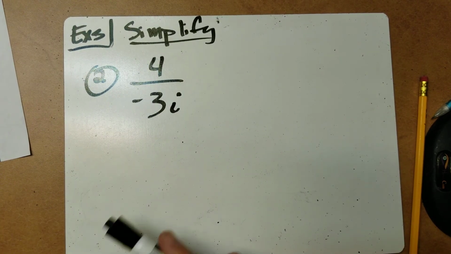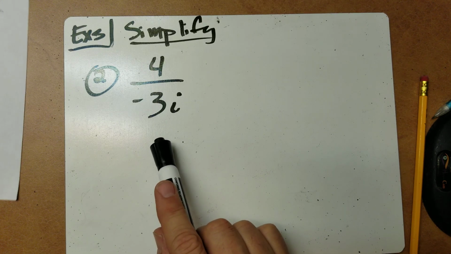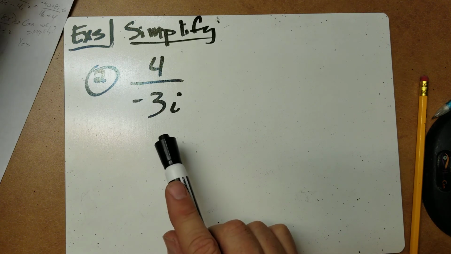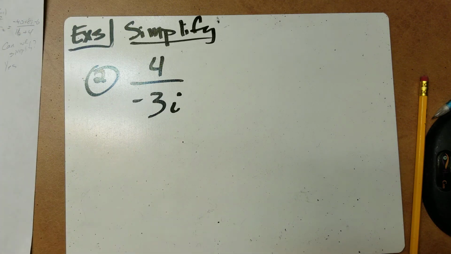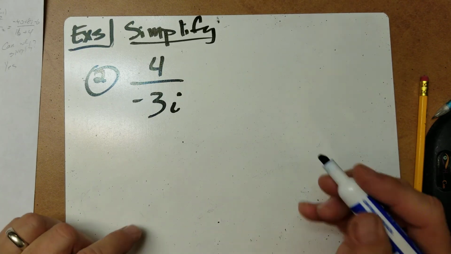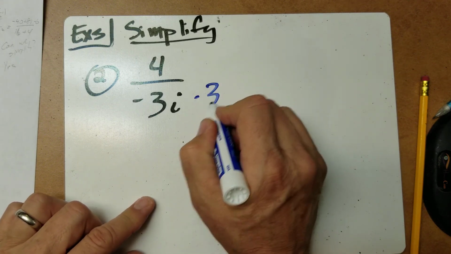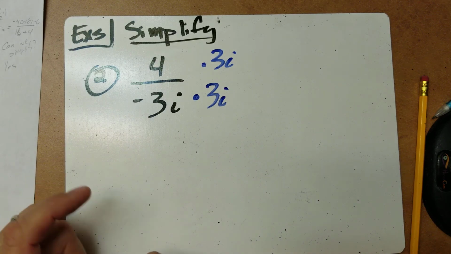How about a problem like this where there's not a binomial in the denominator but a monomial? You still can't have that. So what do you multiply by? Well, you know, the conjugate of that would be positive 3i, but the truth is, since I'm just multiplying by 1, I could make it negative 3i, but just to stay consistent, I'm just going to multiply by the conjugate, like that. And then what does that leave me?